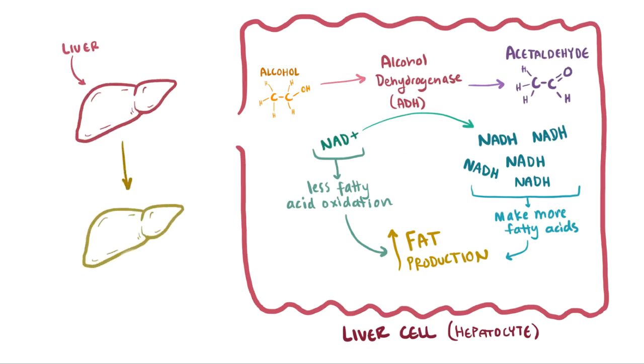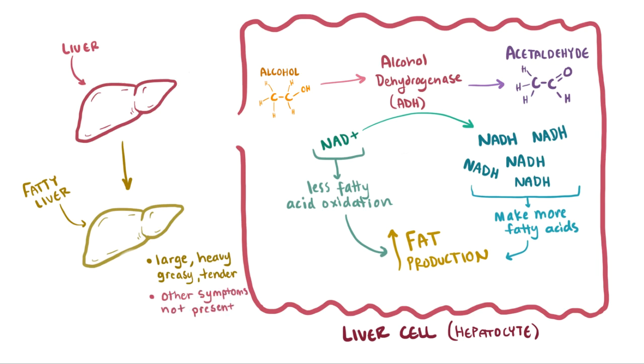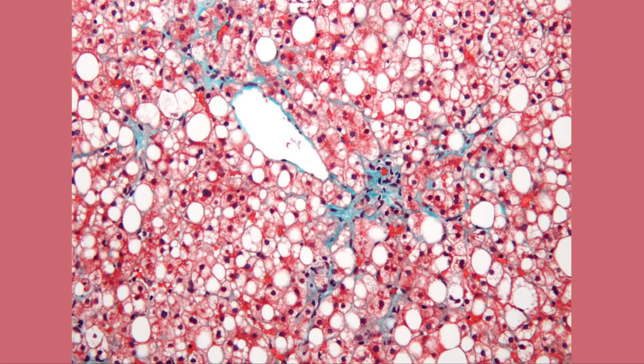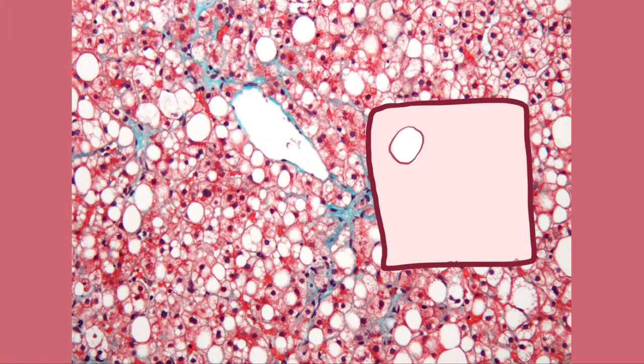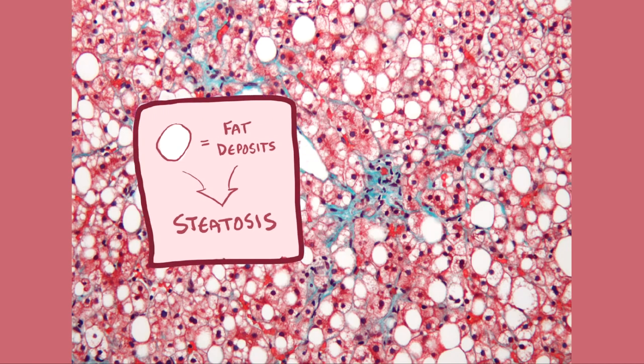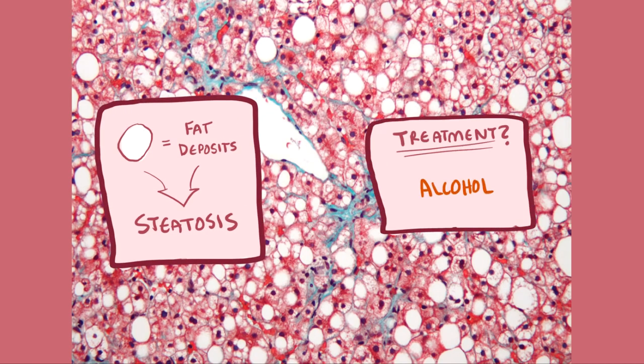Now, excessive fat in the liver is also known as fatty change, or fatty liver, where it gets large, heavy, greasy, and tender. But typically at this point, patients don't have symptoms like fever or high levels of neutrophils in the blood. The liver also often takes on a more yellowish color, which is due to all these fat deposits. And we can see that on histology. All these circles are deposits of fat that contribute to fatty liver disease, and sometimes this buildup of fat in the liver is referred to as steatosis. Treating fatty liver disease usually involves simply stopping alcohol consumption.